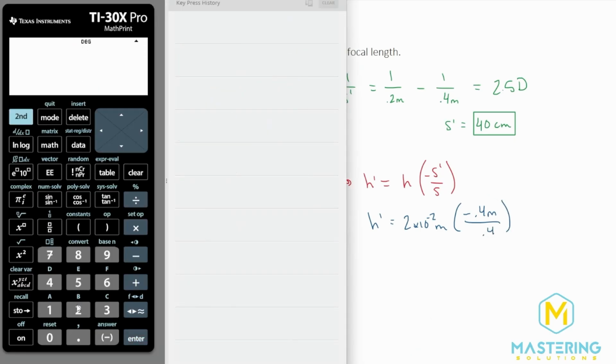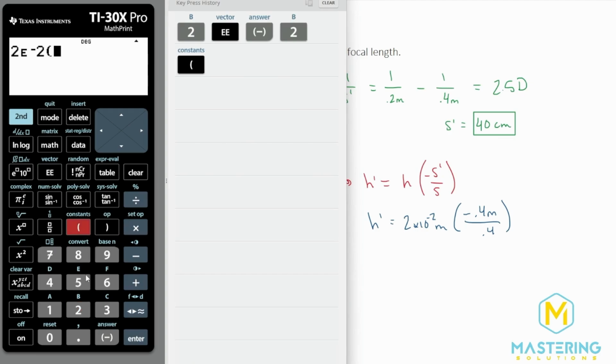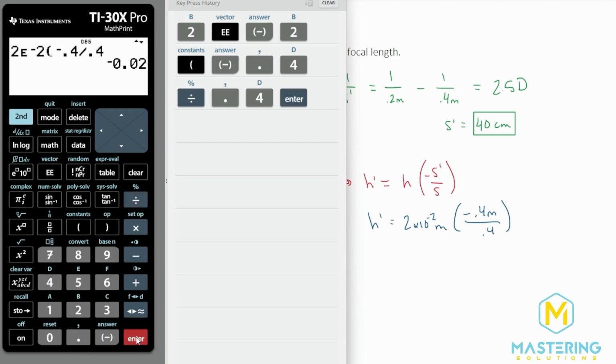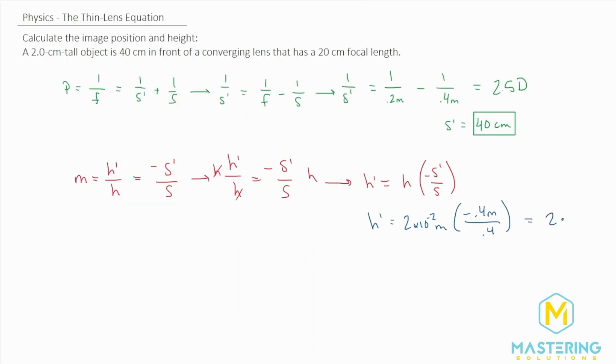So looking at it in the calculator, we have 2 times 10 to the negative 2 for the centimeters. And then when we multiply this, we have negative 0.4 divided by 0.4, obviously a negative 1. So we have a negative 0.02. So when we move this over to convert it to centimeters, we have 2 centimeters. And the negative indicates that it is inverted.